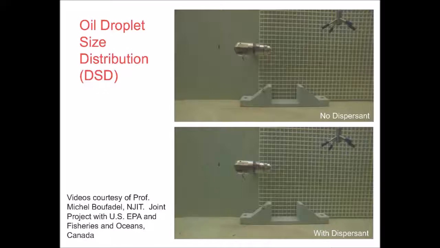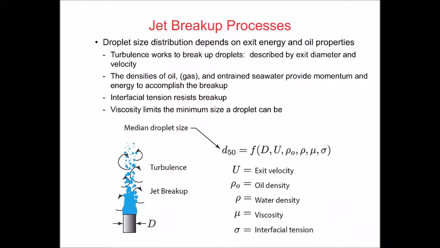Since Deepwater Horizon, we have made a lot of progress through laboratory experiments and modeling to build models that are capable of predicting this for spills like Deepwater Horizon. Of course, future spills may be of a different character. We usually describe the droplet size by some value. In this case, this is the median size of a droplet, where 50% of the mass of the oil would be in smaller droplets than this size.